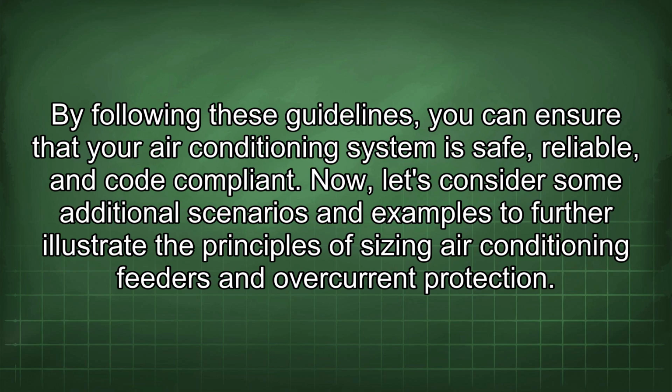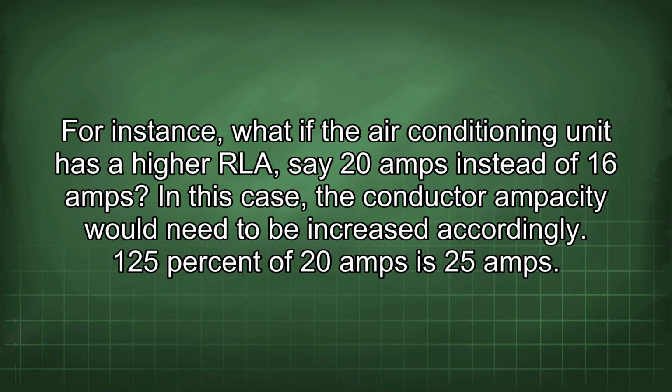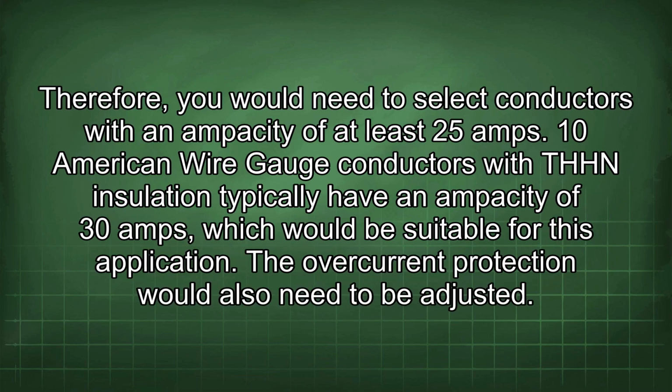Now, let's consider some additional scenarios and examples to further illustrate the principles of sizing air conditioning feeders and overcurrent protection. For instance, what if the air conditioning unit has a higher RLA, say 20 amps instead of 16 amps? In this case, the conductor ampacity would need to be increased accordingly. 125% of 20 amps is 25 amps. Therefore, you would need to select conductors with an ampacity of at least 25 amps.